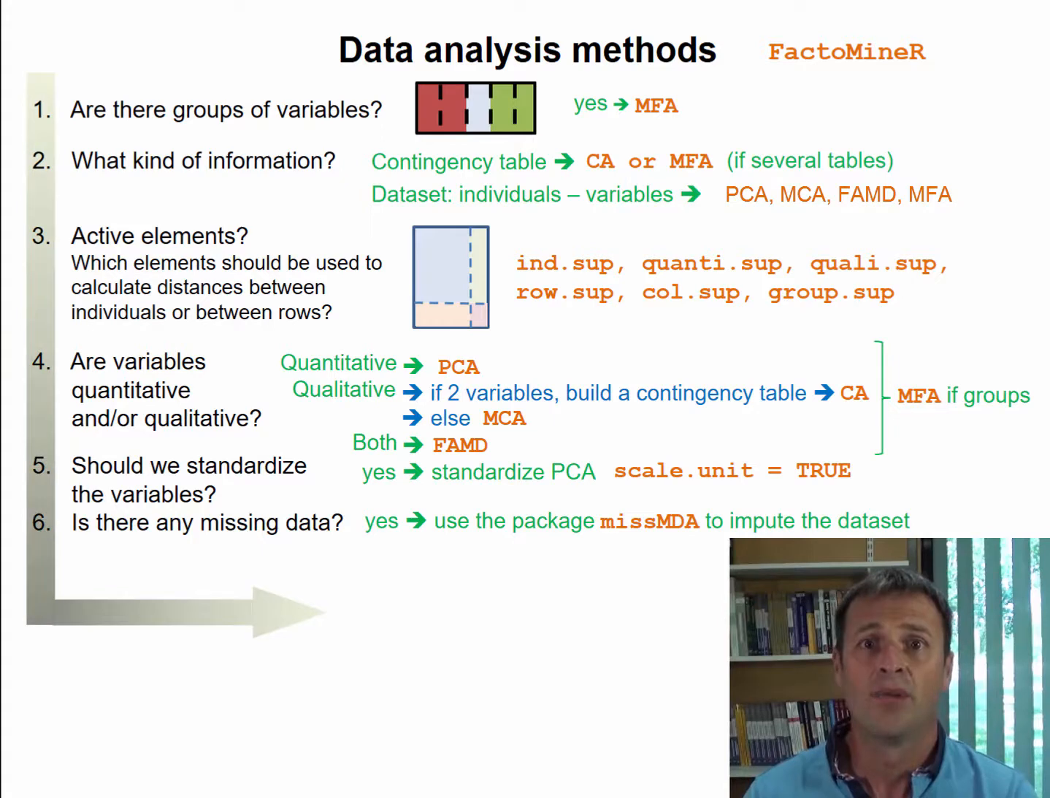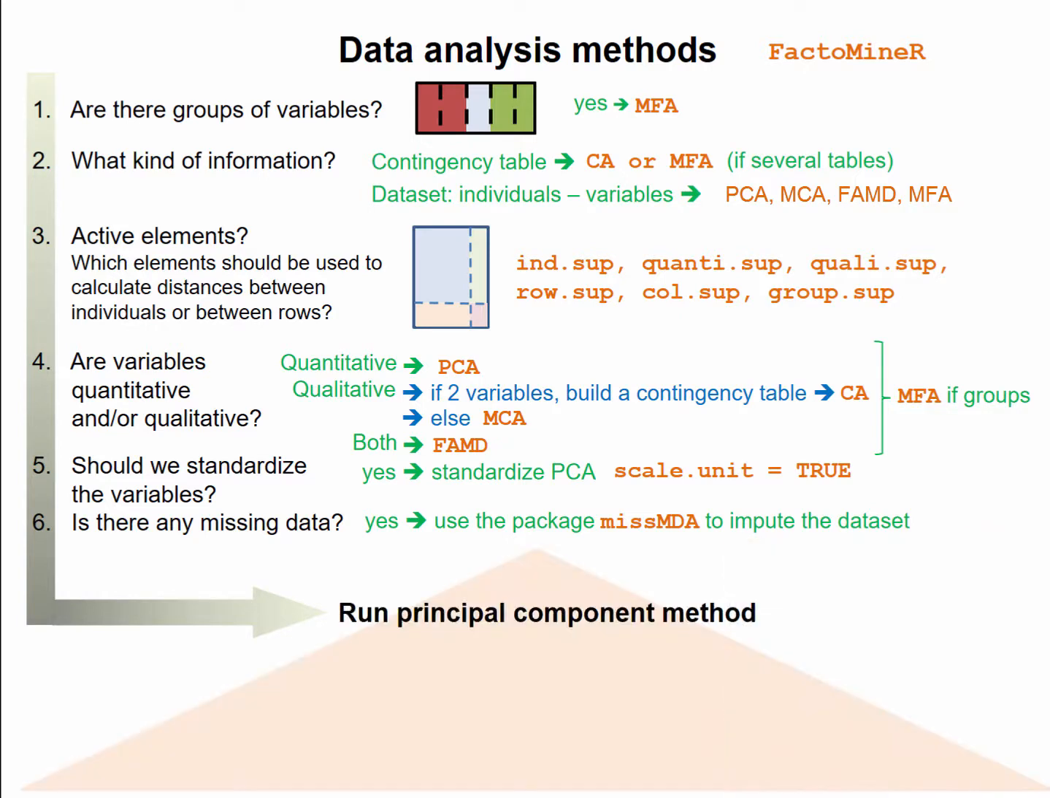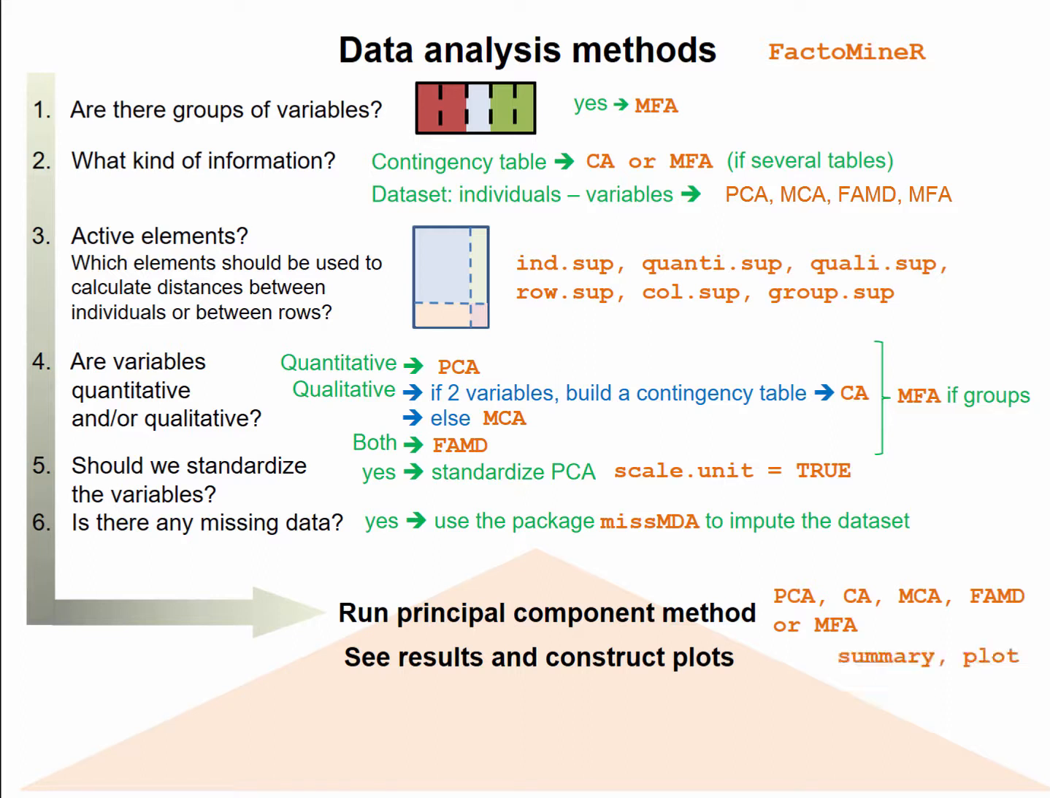So these are six important questions that need to be answered before running analysis. Now that this has been done, we can run the principal component methods we desire. Depending on the type of data we have, this means doing PCA, correspondence analysis, multiple correspondence analysis, factor analysis on mixed data, or multiple factor analysis. Next, we obtain the results and output plots. This means looking at the results using the summary functions like summary.PCA, summary.CA, summary.MCA, and summary.MFA.